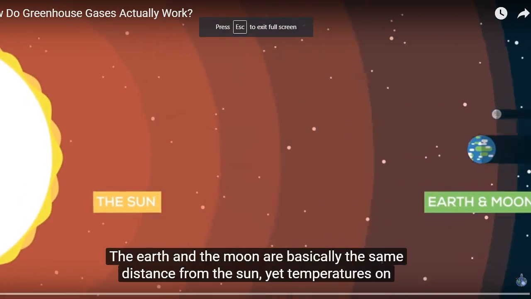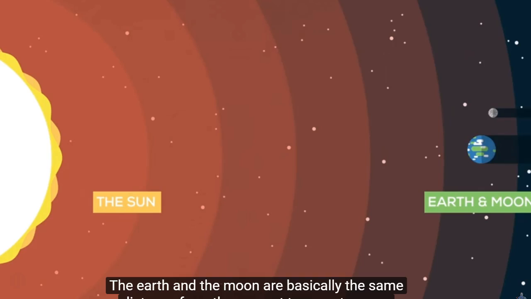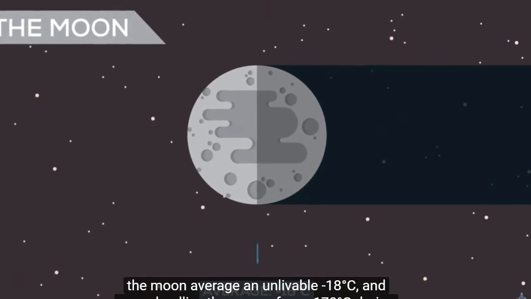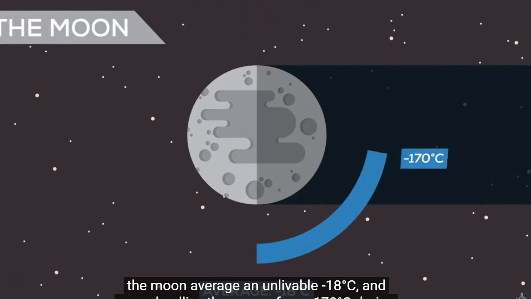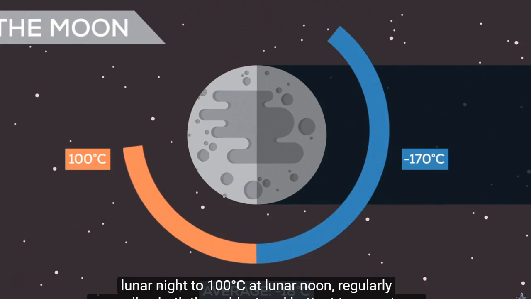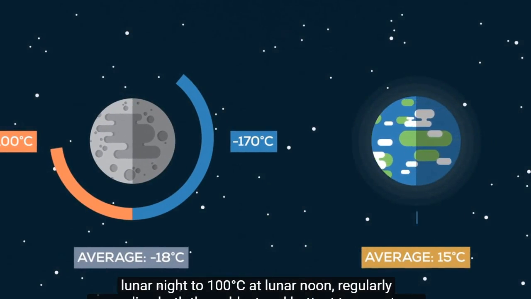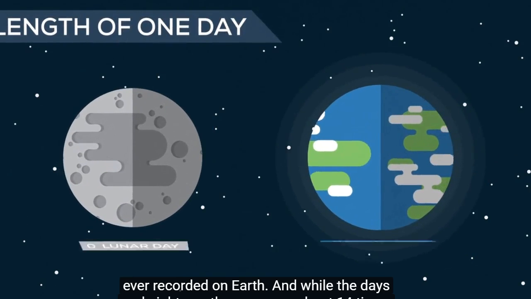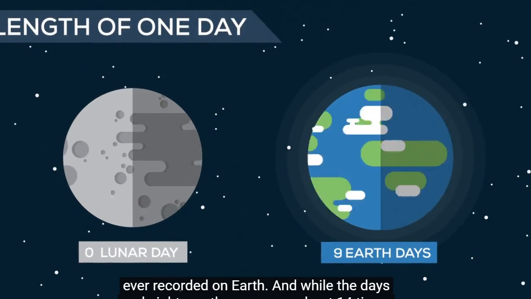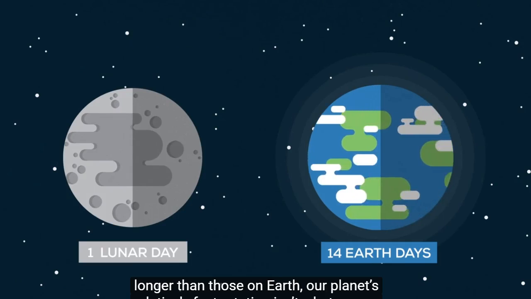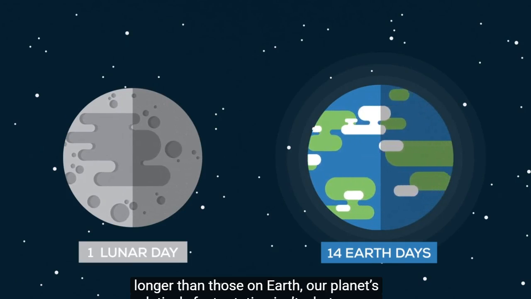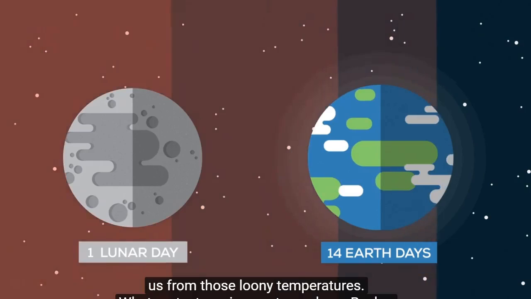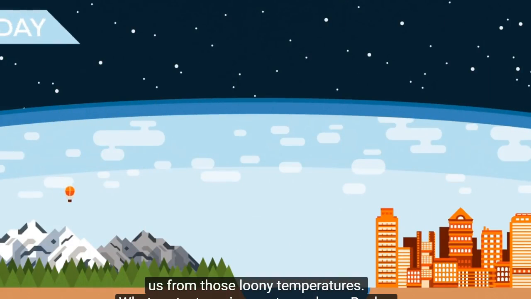The Earth and the Moon are basically the same distance from the Sun, yet temperatures on the Moon average an unlivable -18 degrees Celsius. And even deadlier, they range from -170 Celsius during lunar night to 100 Celsius at lunar noon, regularly exceeding both the coldest and hottest temperatures ever recorded on Earth. And while the days and nights on the Moon are about 14 times longer than those on Earth, our planet's relatively fast rotation isn't what spares us from those loony temperatures. What protects us is our atmosphere.